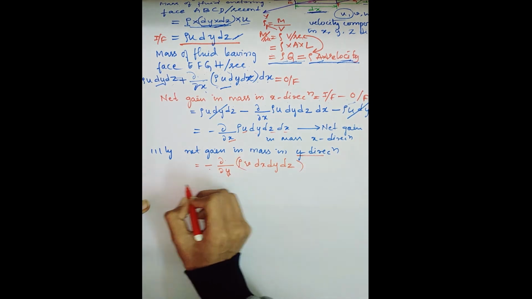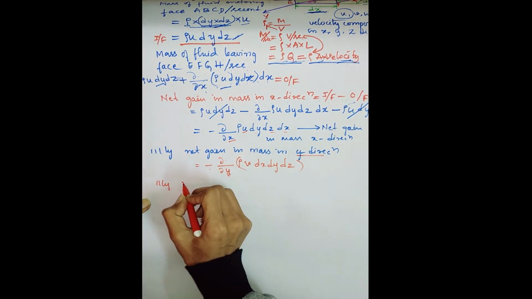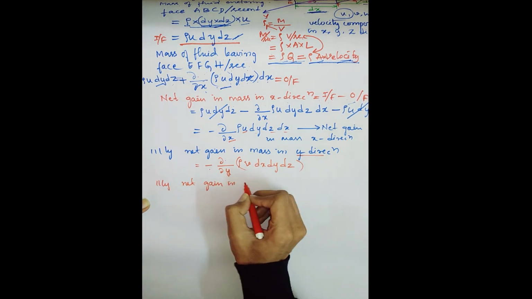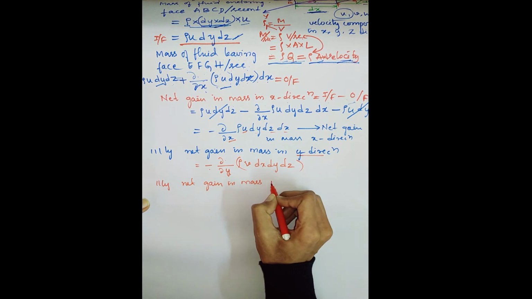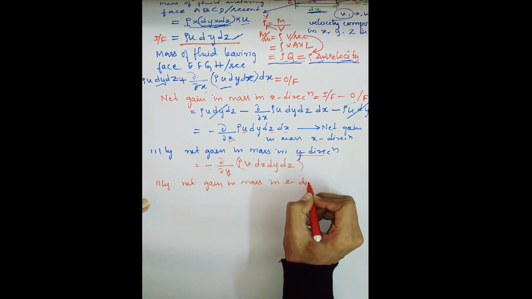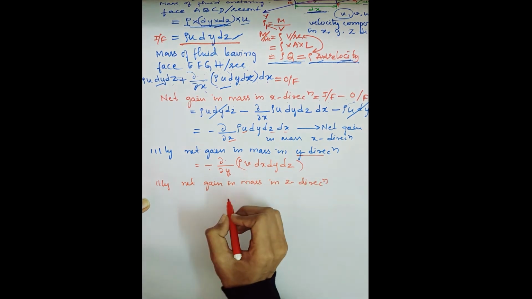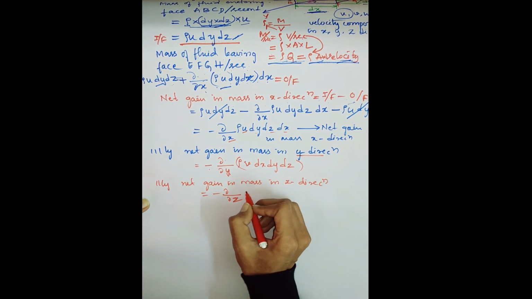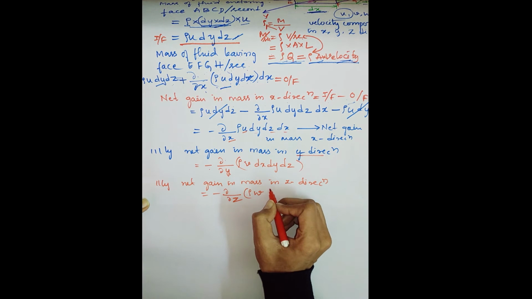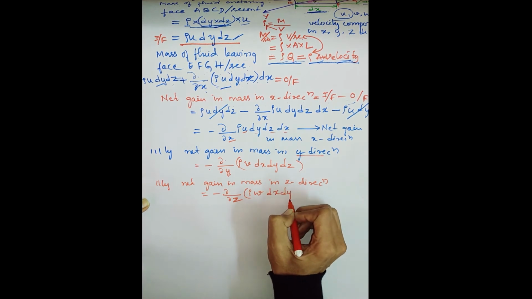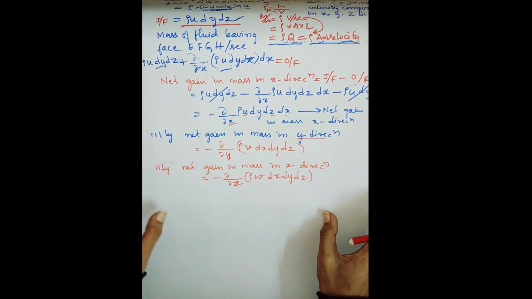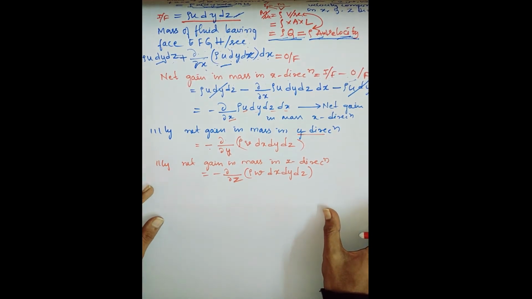So similarly, the net gain in mass in z direction, we will get minus dou by dou z of rho into w, where w is the velocity component in z direction. So rho into w into dx into dy into dz.